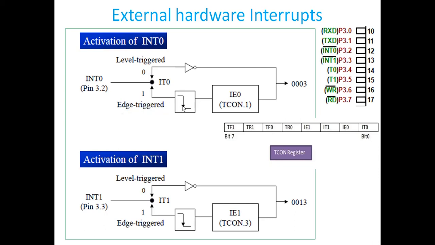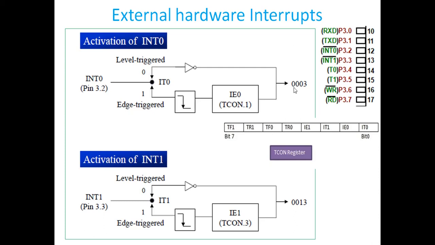Once this edge trigger is detected by pin number 3.2, the IE0 bit is going to be 1. If it is 1, the interrupt is invoked. Once the interrupt is invoked, what happens? The microcontroller was executing the main program. Suppose any interrupt is invoked, the microcontroller immediately stops the current program.